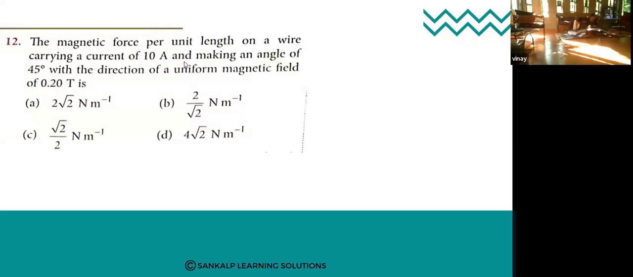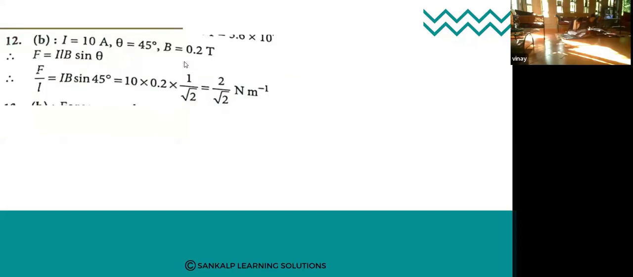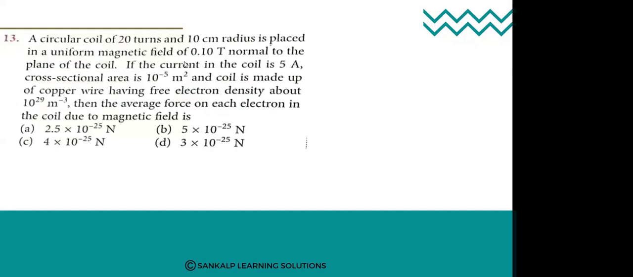Option B, ma'am. Yes, option B is the right answer. So F by L is equal to 10 into 0.2 into 1 upon root 2, because sine 45 is 1 upon root 2. Therefore, it becomes 2 by root 2. Moving towards the next question.